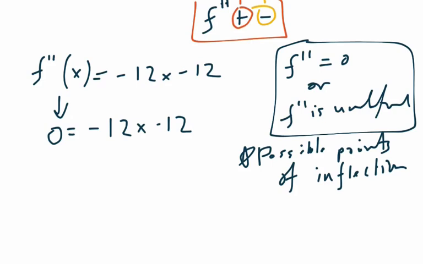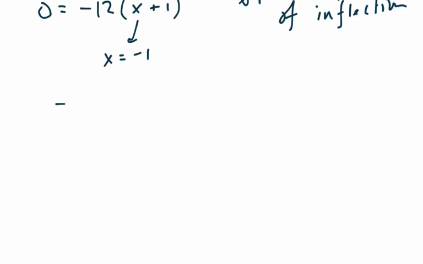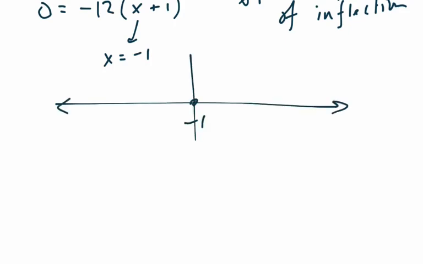So we take f double prime, we set it equal to 0, and again, by factoring, we can see that if we factor out a -12, we get x plus 1, and then solving this, we get x equals -1. So our chart is actually very straightforward. Sign chart, here's -1. We have two intervals. The first interval is -infinity to -1. The second interval is -1 to +infinity.